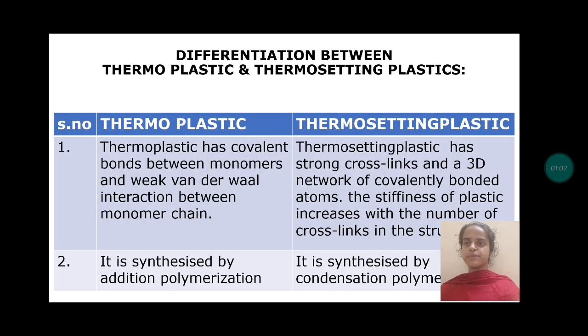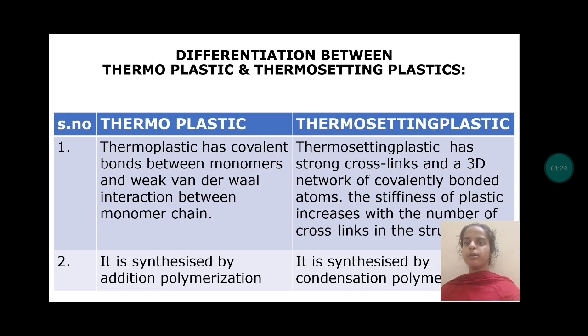Now we go through the difference between thermoplastics and thermosetting plastics. A thermoplastic has covalent bonds within monomers and weak van der Waals interaction between chains. And thermosetting plastic has strong cross links and a 3D network of covalently bonded atoms. The stiffness of plastic increases with the number of cross links in the structure.